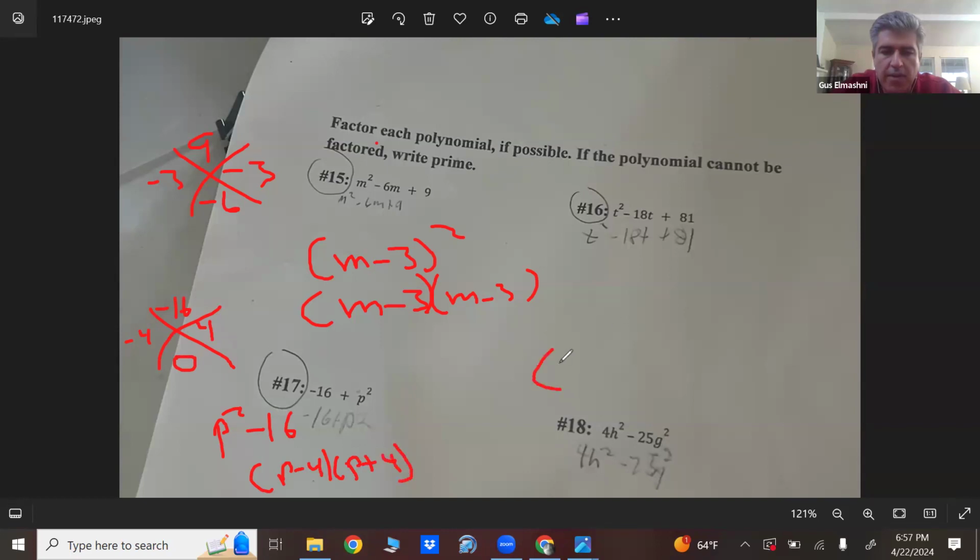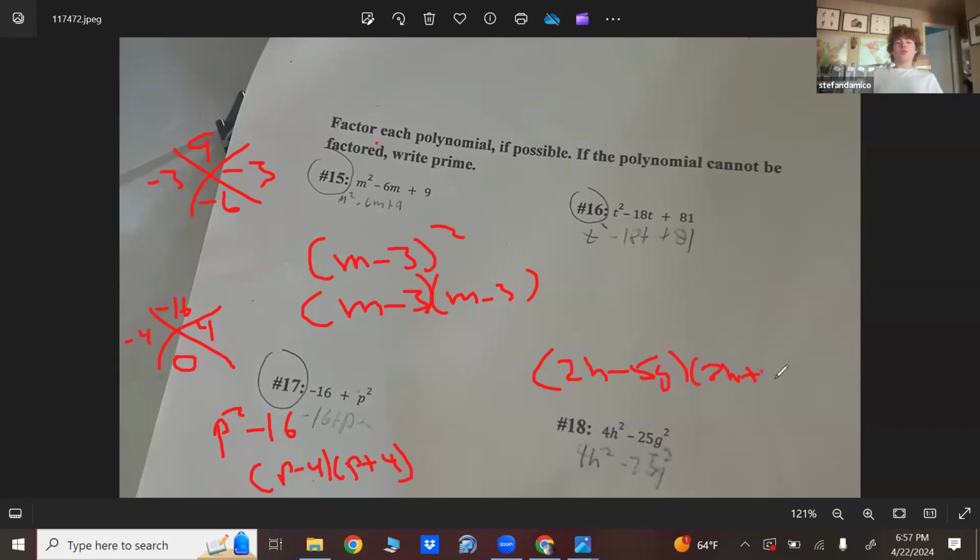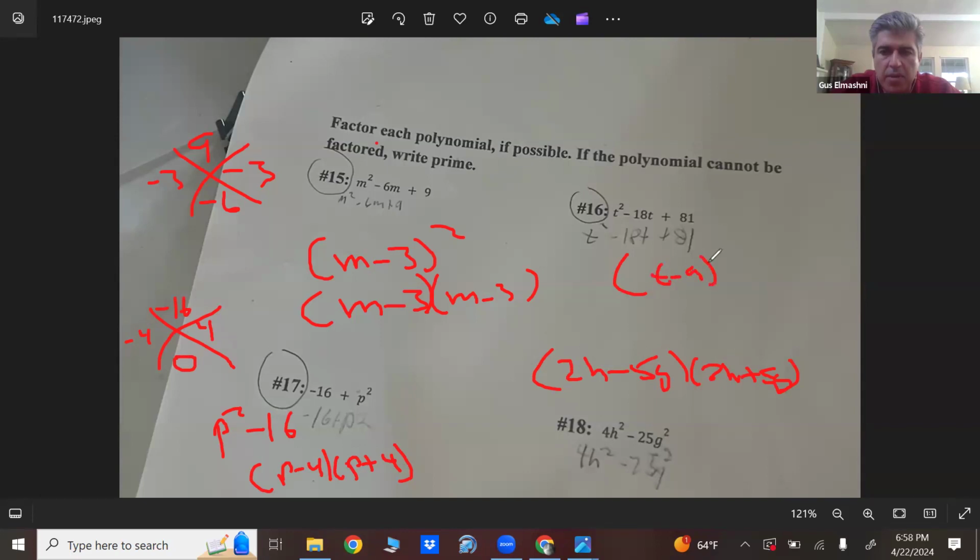Here, you can factor out 2h minus 5g, 2h plus 5g. Or here, t minus 9 squared, because -9 and -9 multiply to 81, and you get -18 in the middle.